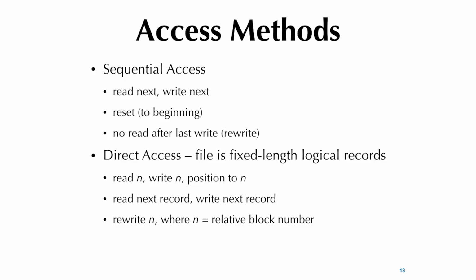Now, access could be sequential access or direct access. Sequential is just like what we usually do with a text file. You open, read, and then it moves the file pointer to next, or write. It also advances. And reset, you can rewind it to the beginning, or you can seek to the end. Direct access would be you would read n or write n or position to n, and you would read next record or write next record.